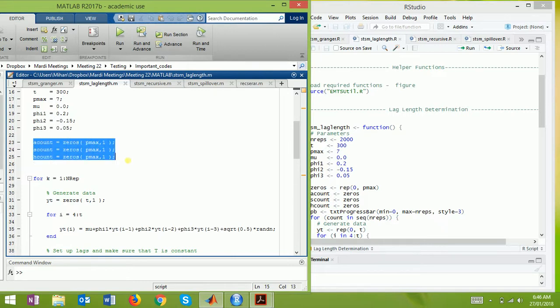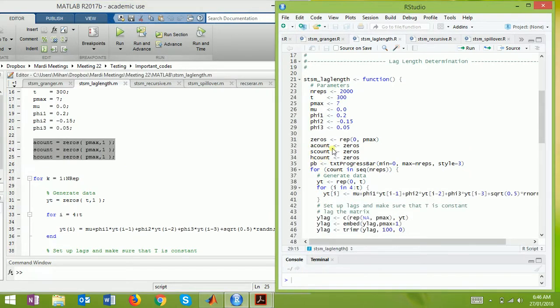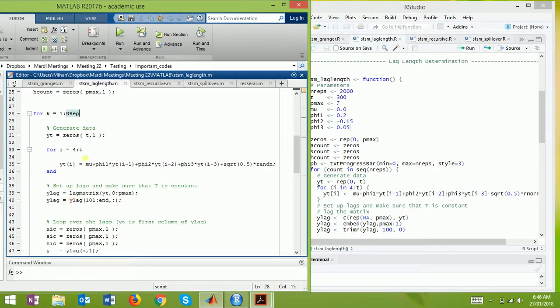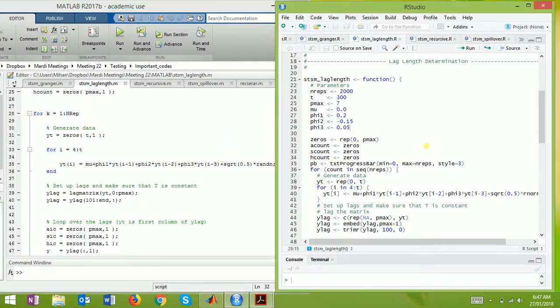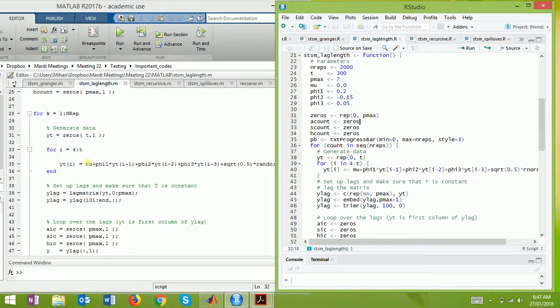Let's create 3 variables: a count, s count, h count. Archaic will do for 7 autoregressions, Schwarz will do for 7 autoregressions, and Hannan will do for 7 autoregressions. Before we do the looping, let's see what's inside the loop. So let's forget about the replication and create the code inside.